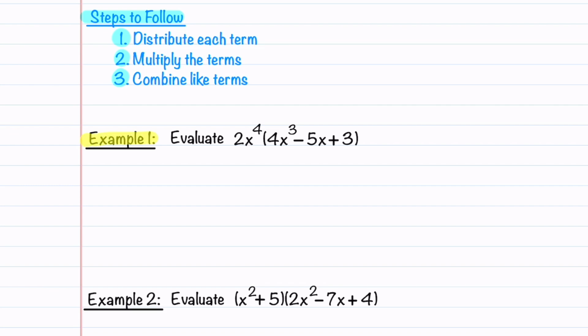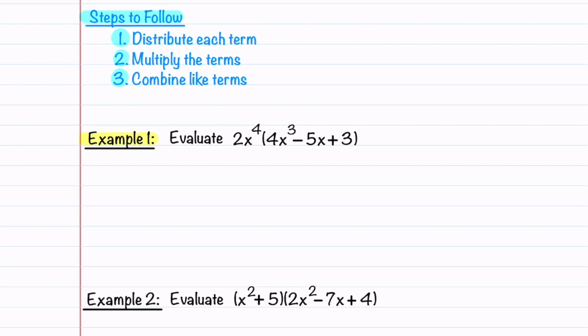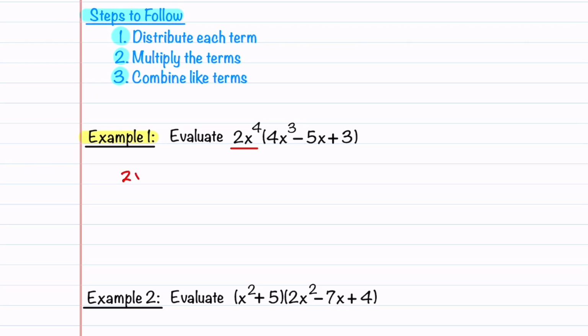Let's walk through our first example, where the first expression contains just one term. Let's first write down what we're going to evaluate. That's 2x to the 4th times 4x cubed minus 5x plus 3.